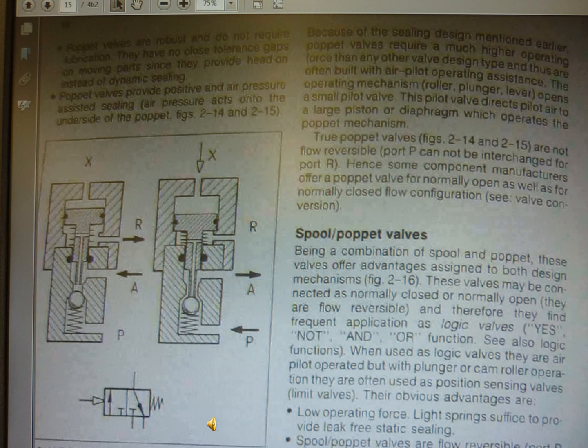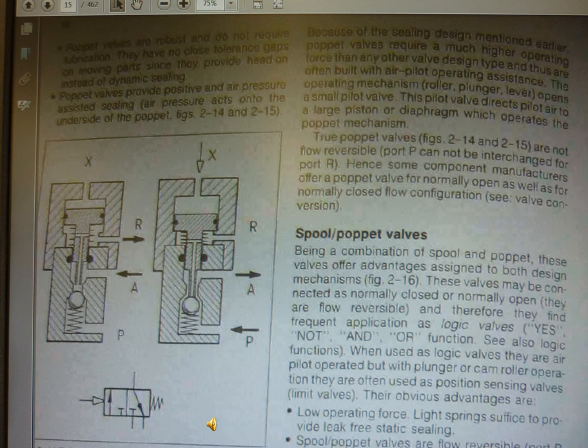There will be a spool and a poppet valve. So there will be a combination of spool and poppet valve. These valves offer the advantage of assigning a both-side mechanism. These connectors may be normally closed or normally open, so that logical functions, NO and OR functions, can be applicable. So this is for the two poppet valve.